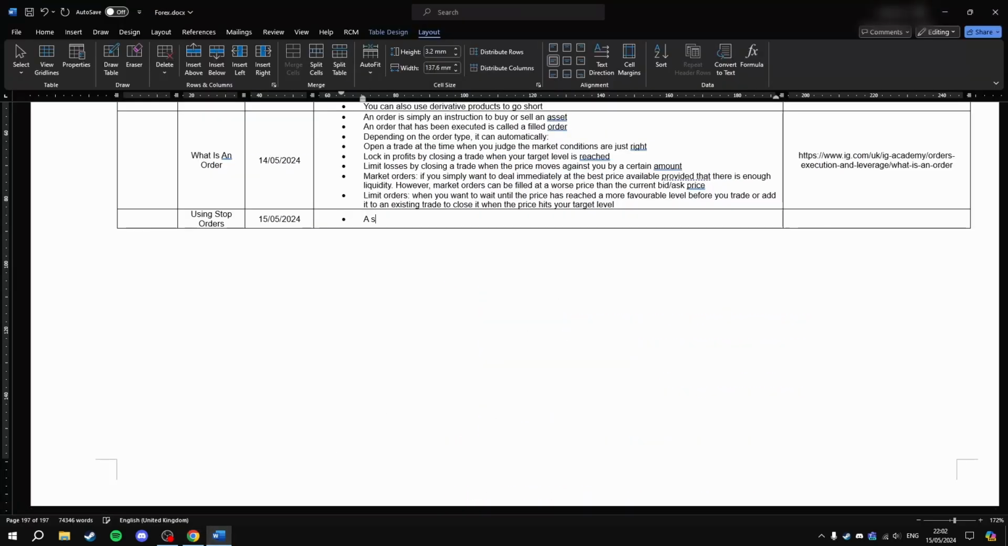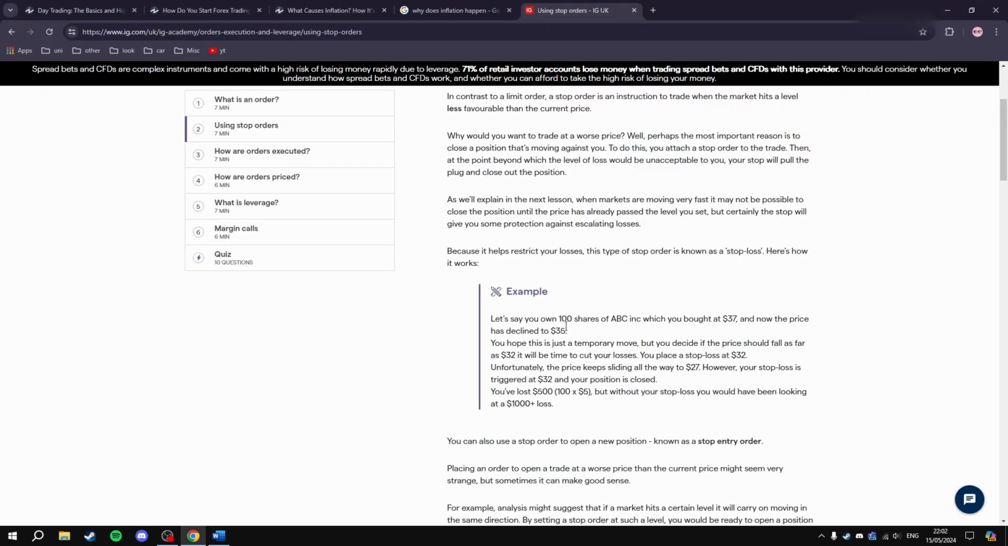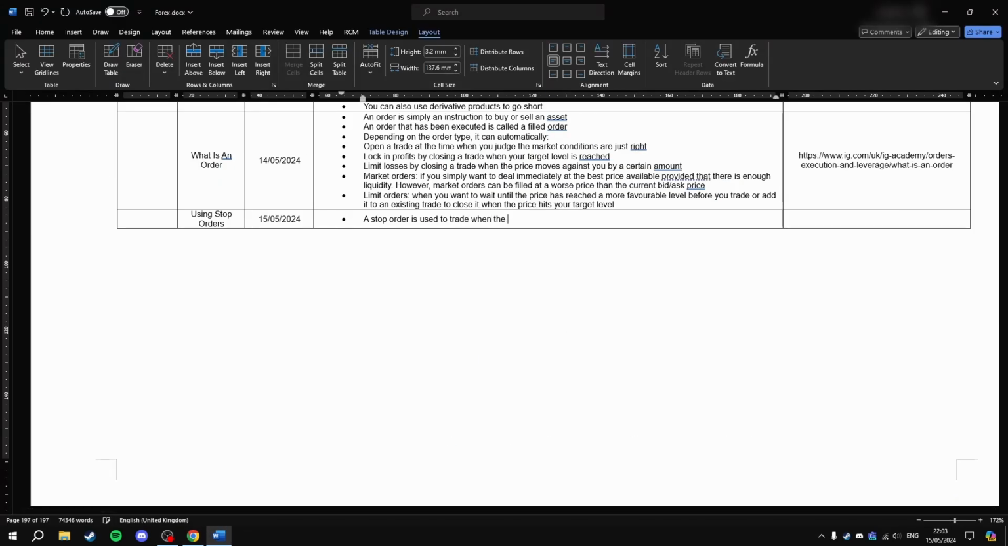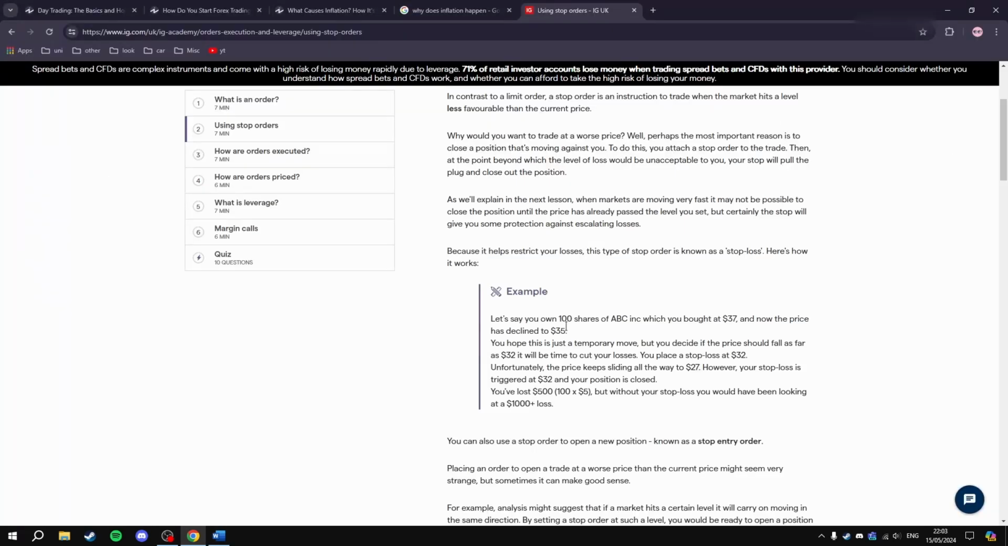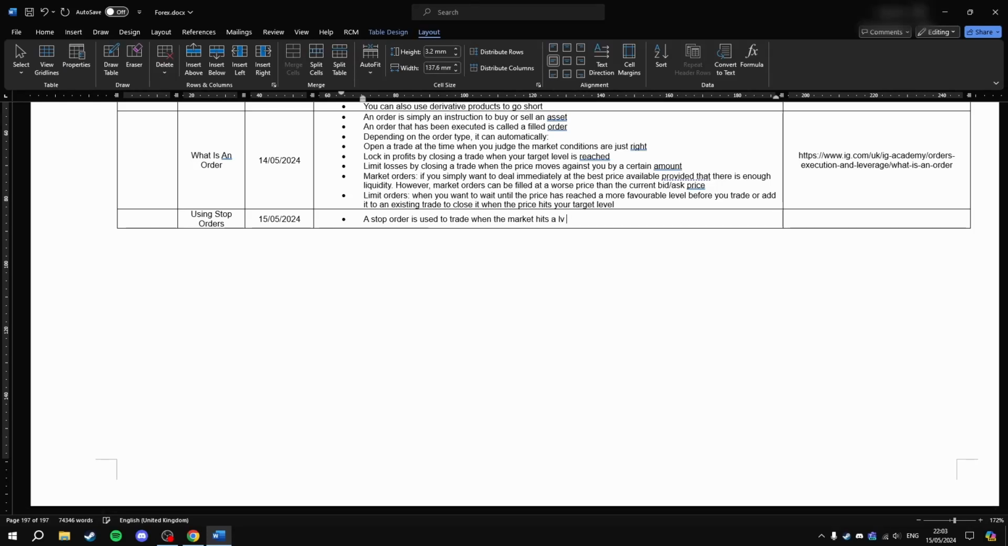So a stop order is used to trade when the market hits a level less favorable than the current price.